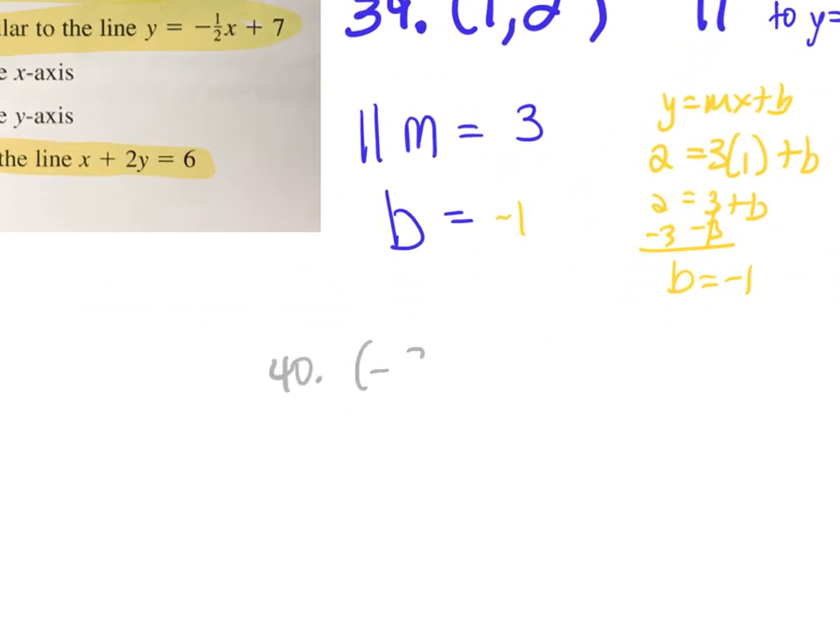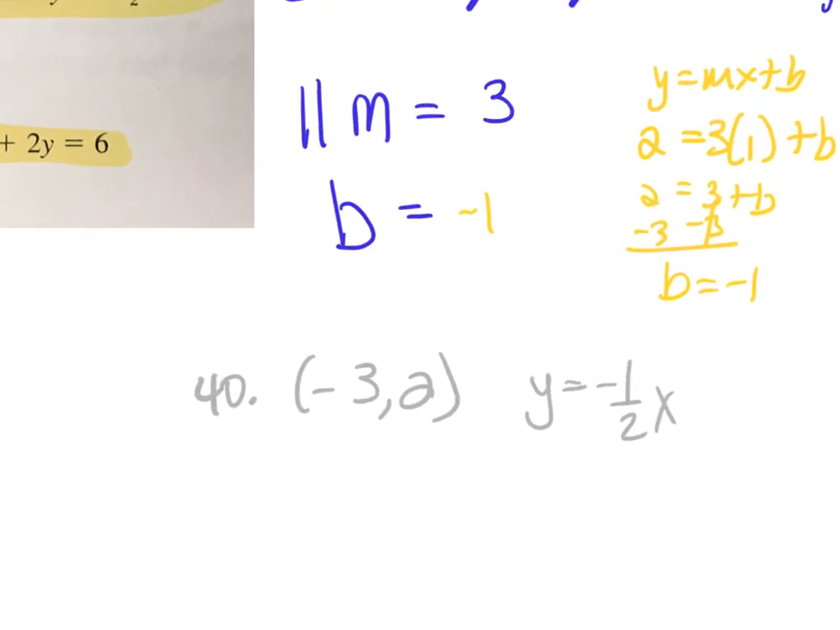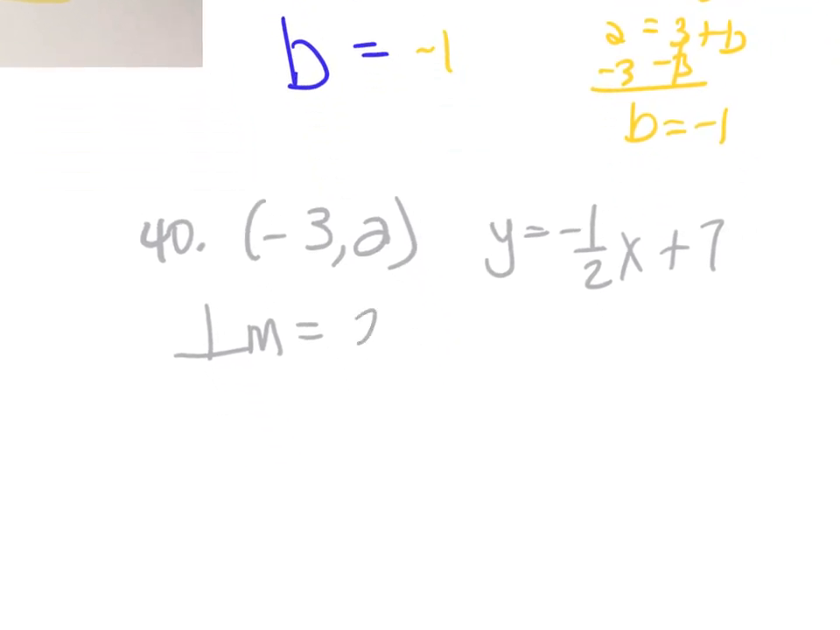I have the point -3, 2, and I have a line that they gave me. Y equals -1/2 x plus 7. I want a line perpendicular. So what's the slope going to be if I want a perpendicular line? Opposite and reciprocal. Perfect. So it's going to be 2/1.